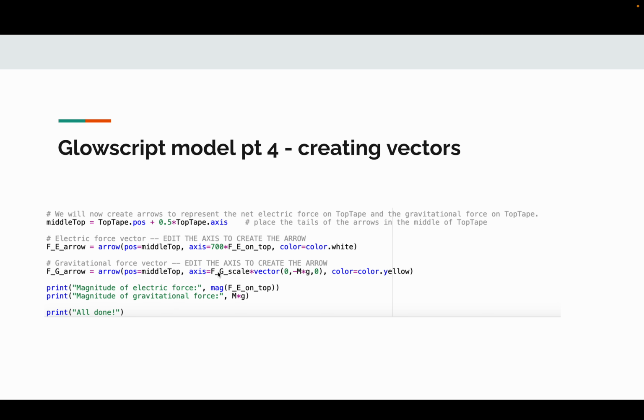We have the E scale and the FG scale, and you can see that FG is negative mg. Then for the Fe, we have a different scale factor since the Fe and FG are slightly different. And then finally, we'll be able to show the magnitude of the vectors and then finish the function.